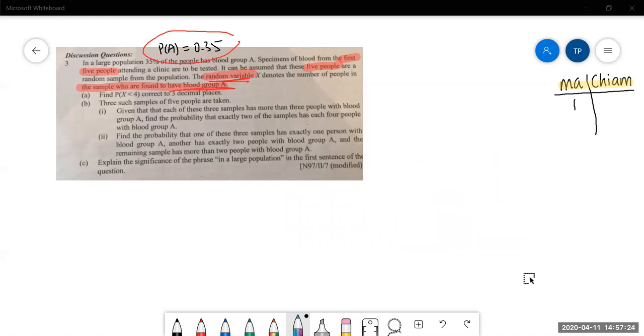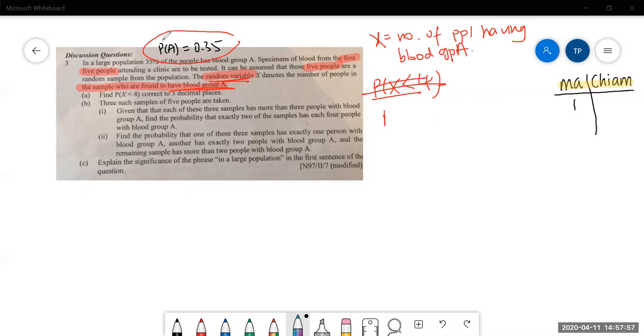So now we are going to solve the question. So you want to find the probability of X lesser or equals to 4. Okay, firstly we must state first, X is equals to number of people having blood group A. Okay, so step 2 is to state the distribution, right? So X follows binomial distribution. How many people? 5, right? Total number of trials. What's the probability of success? 0.35. Okay, so we want probability of X to be less than or equal to 4.